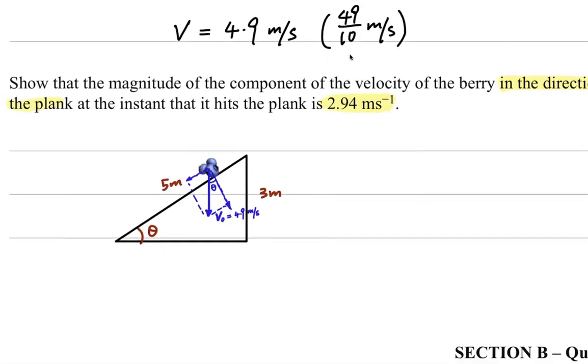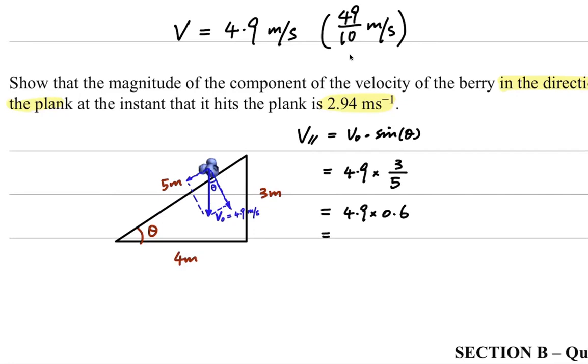I guess V parallel is V0 times sine theta. In this case, this is 4 meters. So it will be 4.9 times 3 over 5, which is 4.9 times 0.6. And it should give you 2.94 meters per second, the component of the velocity along the plank. All right.